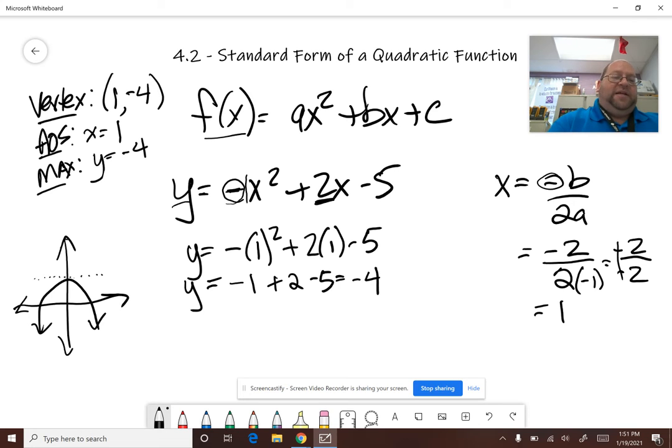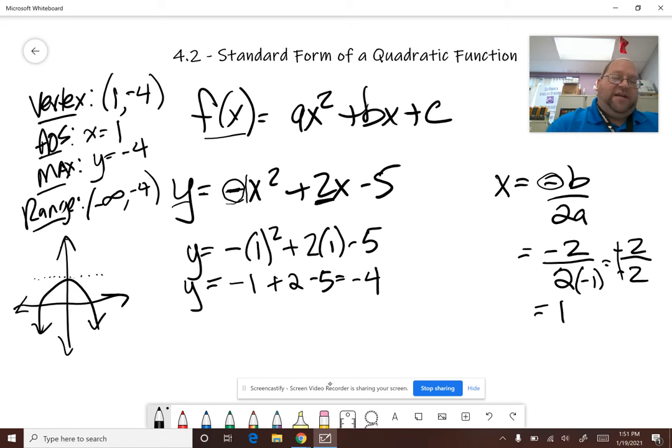And one last thing we need to do is we need to do our range. Okay, so our range, think about this, it's going to be going down to negative infinity. So I'm going to write negative infinity first because that's how far it goes down. And how far does it come up before it stops? Well, it comes up to -4. So again, our min or our max plays into that range as well.